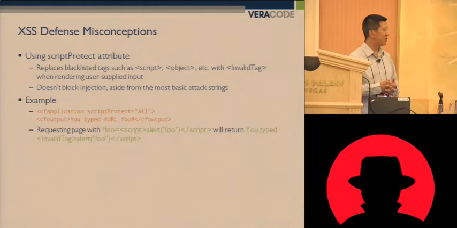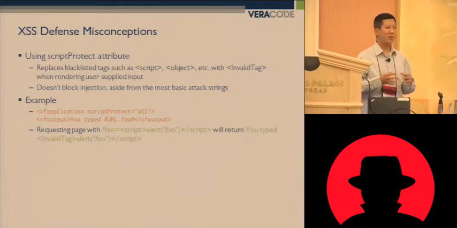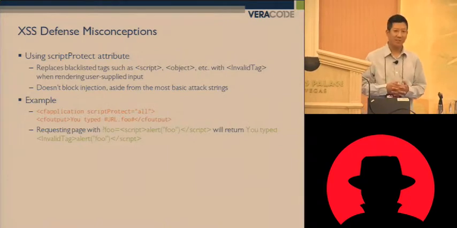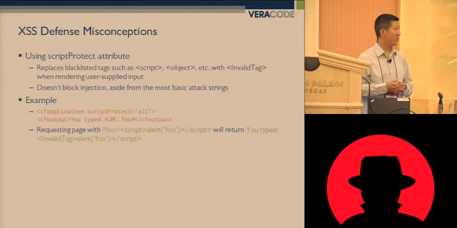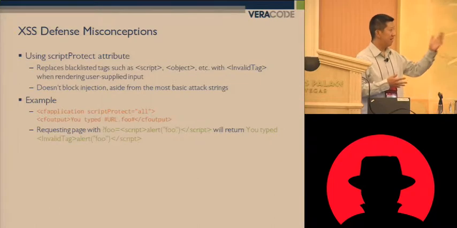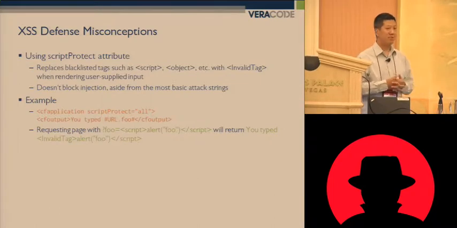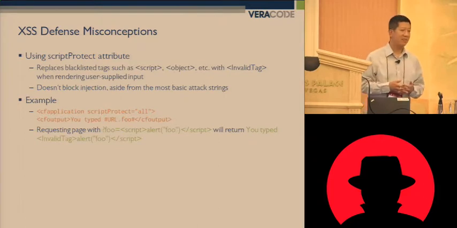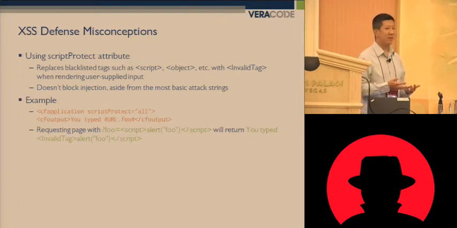What it actually does is it looks for a script. It looks for the literal open bracket script in user-provided data. And if it sees open bracket script, it will replace it with open bracket invalid tag. So if you're injecting that type of cross-site scripting attack, such as just script alert foo, the ColdFusion server is going to see that, and it's going to replace that open bracket script with open bracket invalid tag. And obviously, when the browser renders that, you don't have matching script tags, and the alert is not going to actually execute. So nothing will happen.